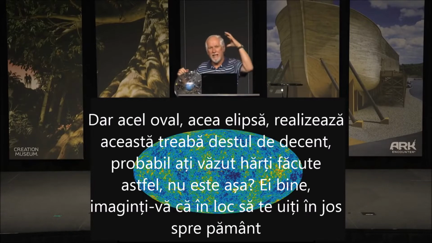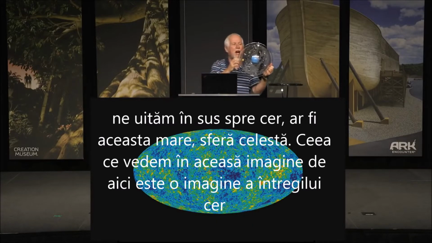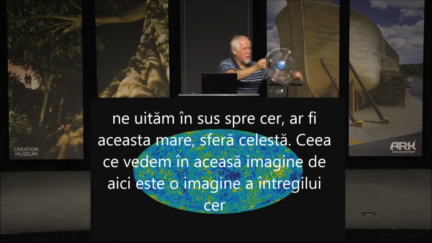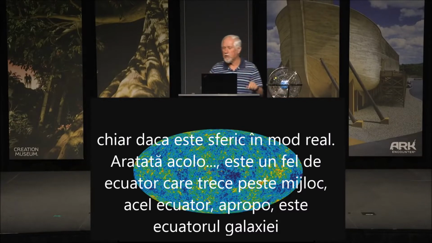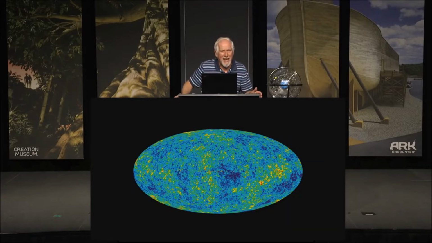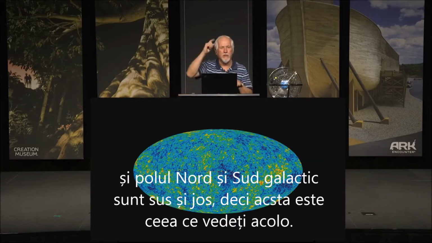Well, imagine instead of looking down onto the earth, we look up into the sky, and it's going to be this big celestial sphere. What we see in this image here, then, is an image of the entire sky, spherical that it may be, shown there. And so there's kind of an equator running across the middle. That equator, by the way, is the galaxy's equator, and the galactic north and south poles are top and bottom. So that's what you're seeing there.